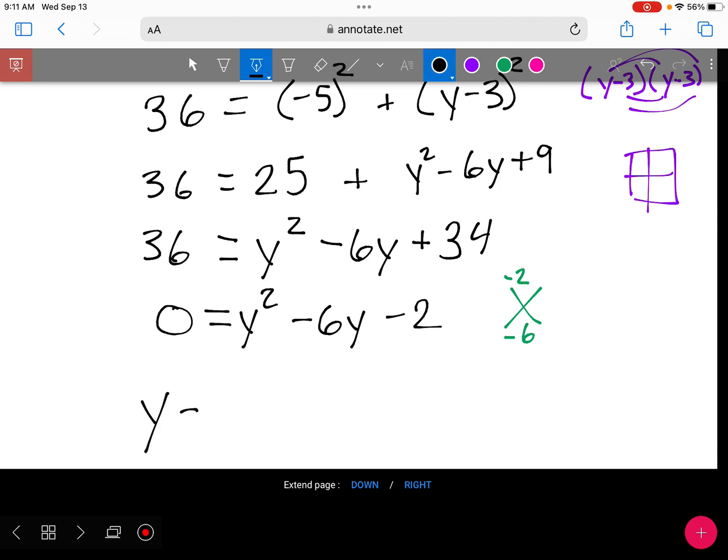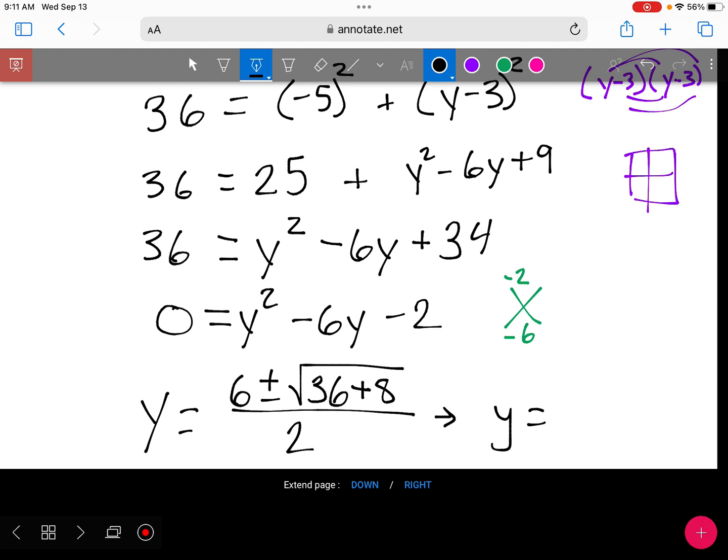So we're going to have y equals, instead of x this time, the opposite of b. So opposite of negative 6 is positive 6. Plus or minus the square root of b squared. So negative 6 squared, 36, minus 4 times a times c. 4 times 1 times negative 2, plus 8. Over 2 times a, 2 times 1, 2. Y equals 6 plus or minus the square root of 44.